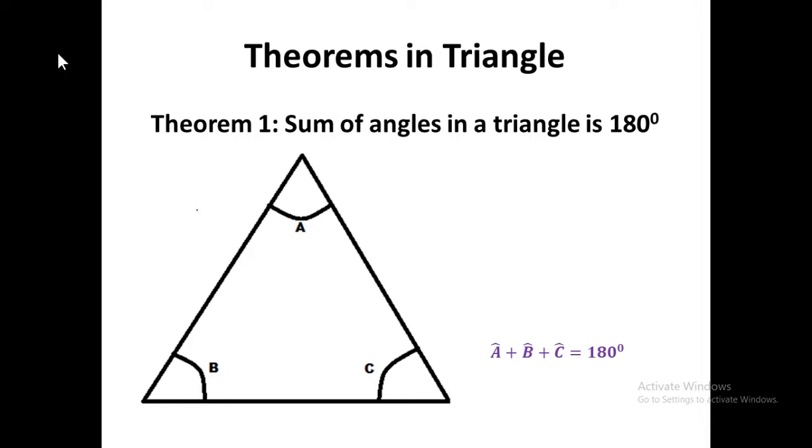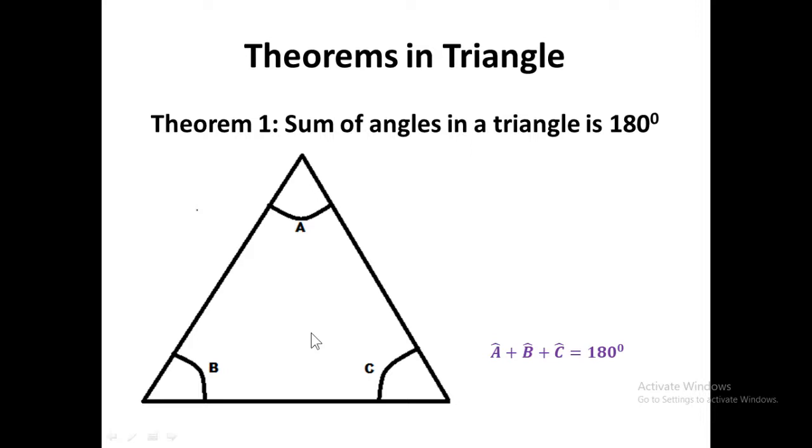The first theorem we are going to talk about in triangles is the one you are seeing on the screen right now. The theorem says that the sum of angles in a triangle is 180 degrees. Now, of course, you know that a triangle has three angles. In this triangle, you have angle A here, angle B here, and angle C here. What the theorem is saying is that the addition of these three angles will give us 180 degrees.